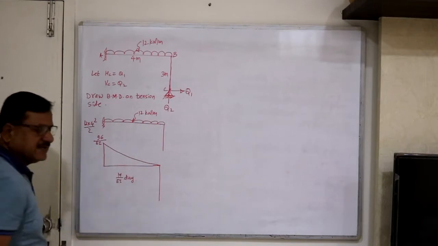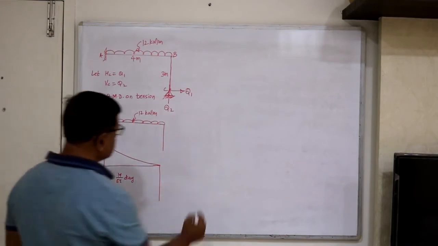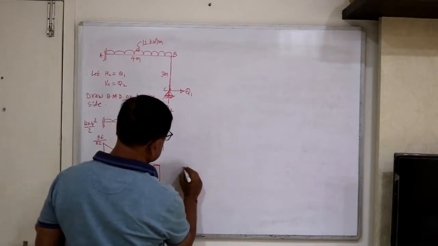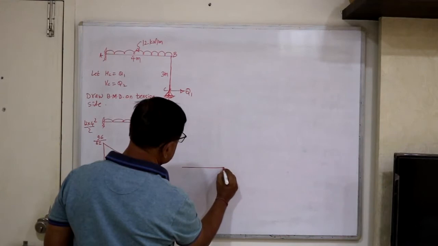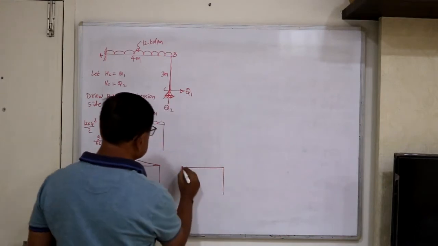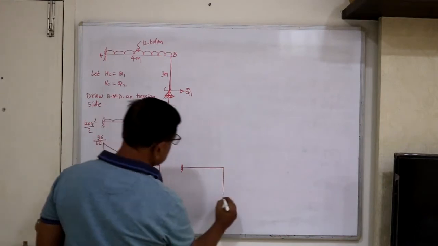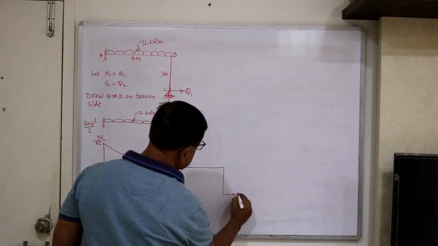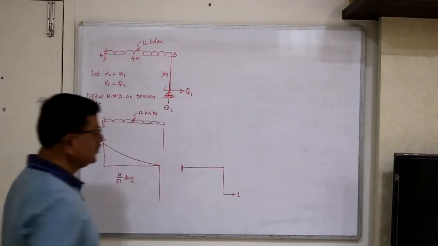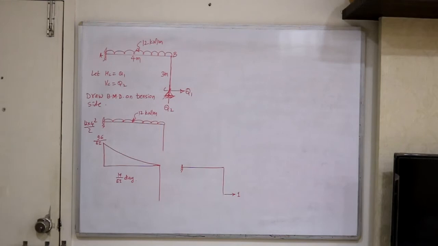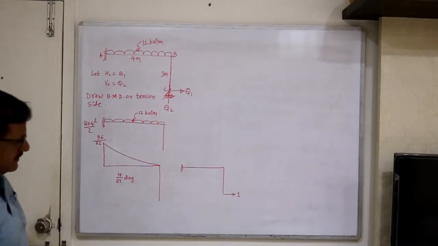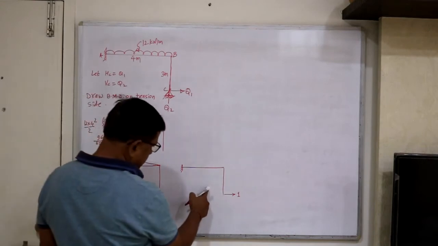This is the M upon EI diagram. So next, let us consider a unit load for the flexibility coefficient. This is fixed, remember, Q1 is in this direction. So apply a unit load in the direction of Q1, and see, this will cause tension inside.